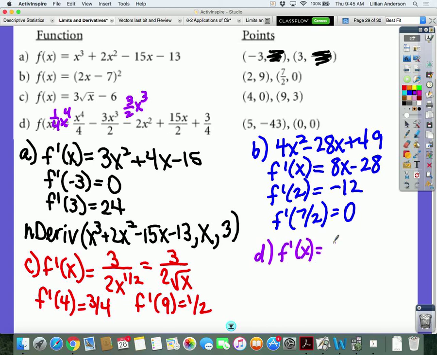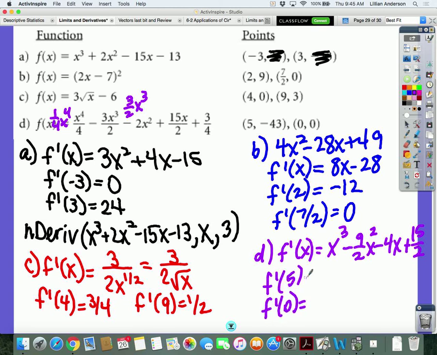So when you took the derivative, you should have gotten x to the 3rd minus 9 halves x squared minus 4x plus 15 halves. At 5 and at 0. What'd you guys get when you plugged in 5? 0. What'd you get when you plugged in 0? Questions on using your power rule? Good to go?